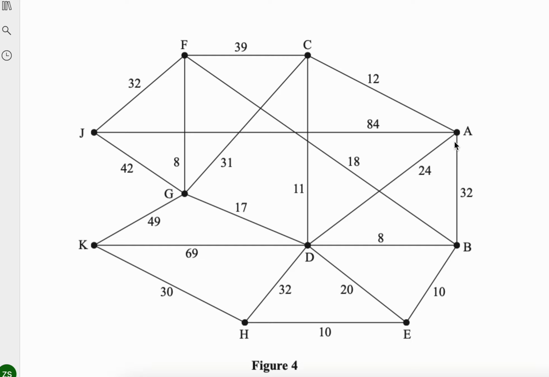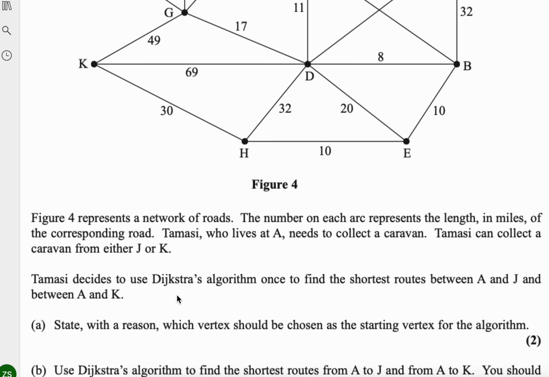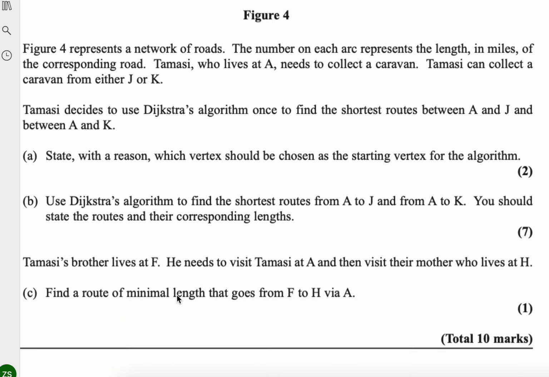What algorithm will tell you that? Which algorithm gives the shortest distance to every node in the vertex from the starting point? Nearest neighbor. No. Oh, Dijkstra. Dijkstra, very good. Also, he uses Dijkstra's algorithm in the question: use Dijkstra to find the shortest route from A to J and A to K.